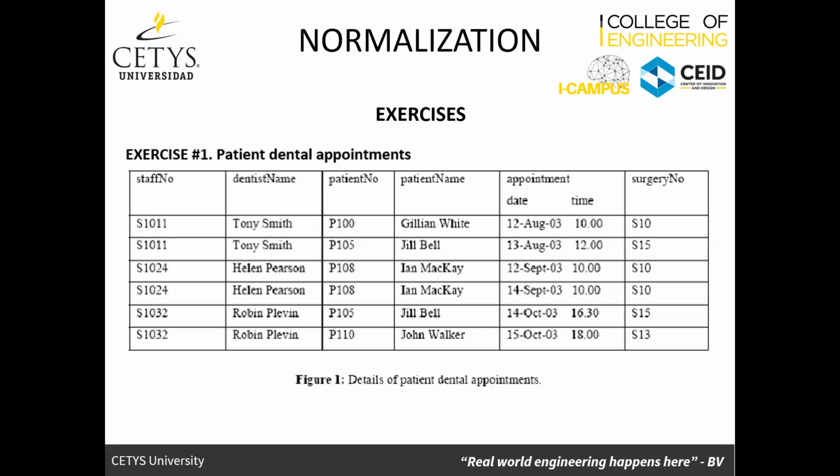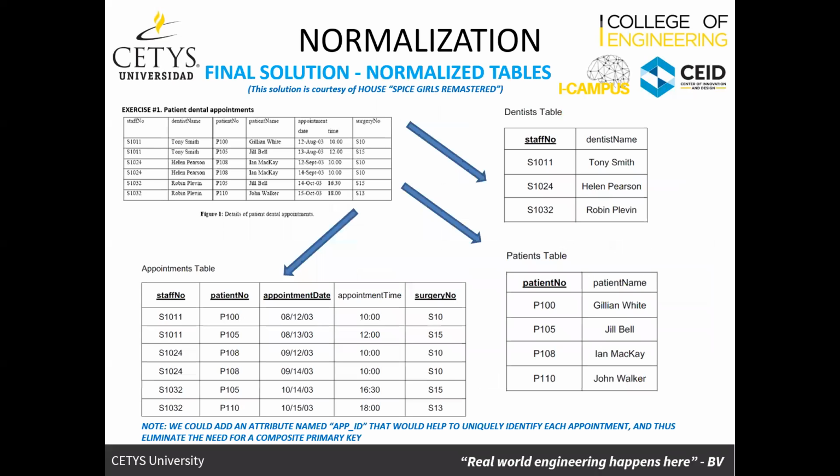Because of the previous work we've been doing where we identified entities, if this is a patient dental appointments table that combines all that information, it probably comes to mind that we might have a patient table, we might have a dentist table, we might have an appointment table or something like that. So that gives us an idea how we're going to separate this into different tables. And so basically the normalization would be something like this.